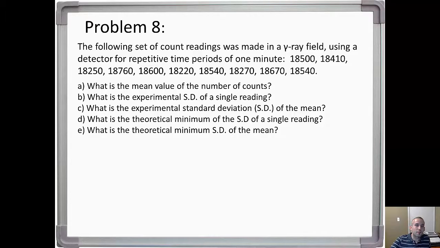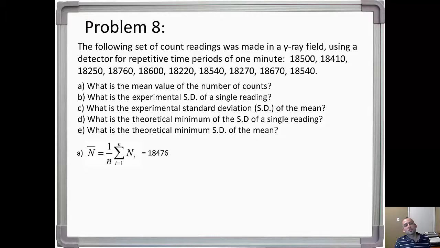Okay, so problem 8. The following set of count readings was made in a gamma ray field using a detector for repetitive time periods of 1 minute. I have 10 count readings. Okay, so what is the mean value of the number of counts? The answer is 18,476. All I did was add them up and divide by 10, because I'm just calculating the mean.